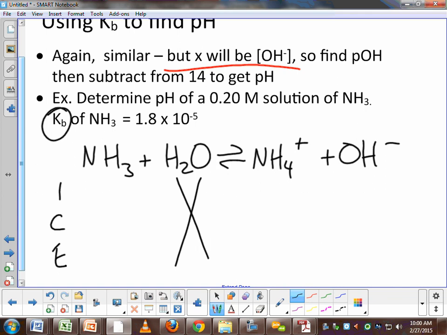You don't need to fill in the ICE chart for them. And then we can fill in the stuff that we do know. So the 0.20 molar solution of NH3, that's our initial concentration. We're starting at 0 and 0 for our products.